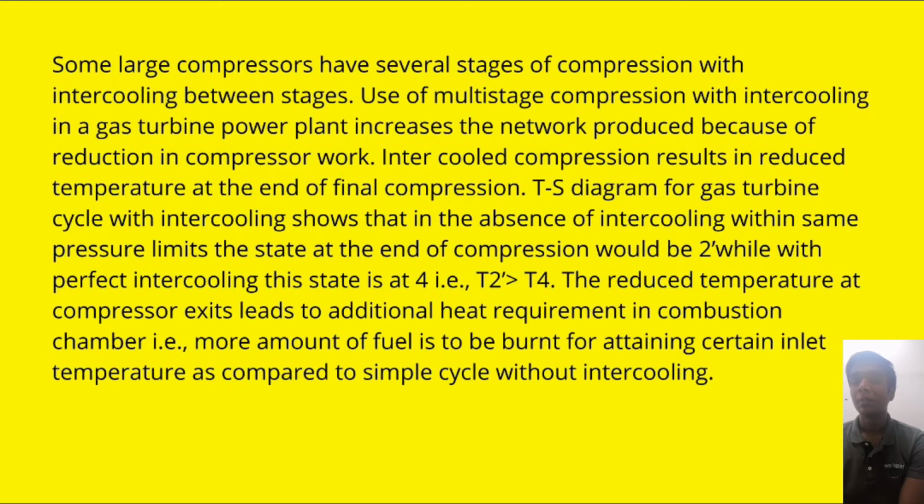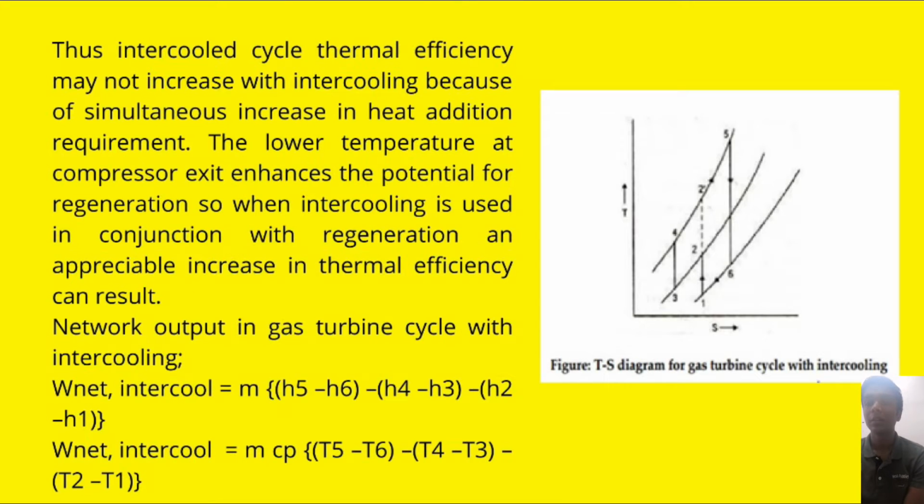The reduced temperature at compressor exit leads to additional heat requirement in the combustion chamber. As an example, more fuel is to be burned for attaining a certain turbine inlet temperature as compared to a simple cycle without intercooling. Thus, intercooled cycle thermal efficiency may not increase with intercooling because of simultaneous increase in heat addition requirement. The lower temperature at compressor exit extends the potential for regeneration, so when intercooling is used in conjunction with regeneration, an appreciable increase in thermal efficiency can result.